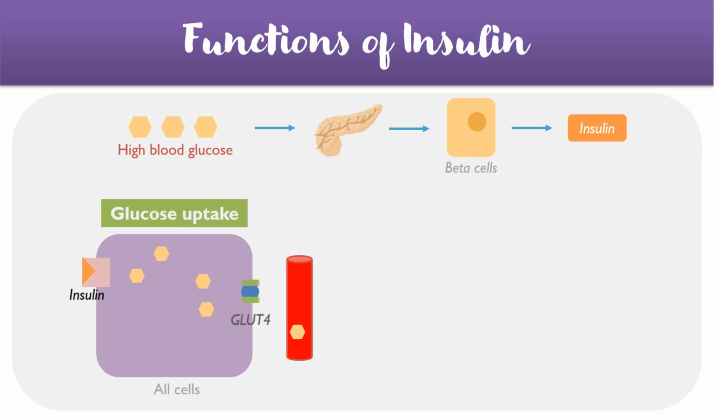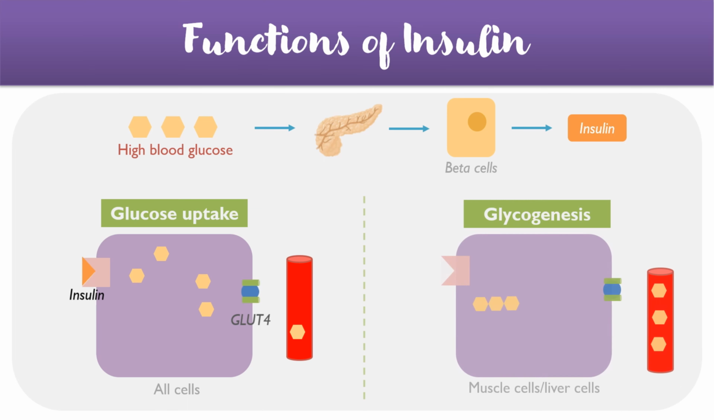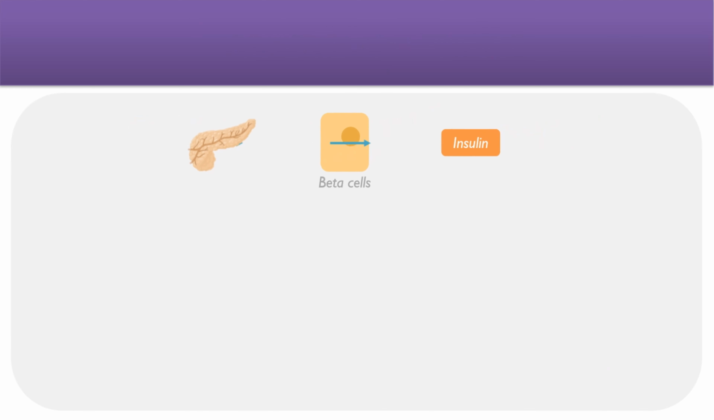The second mechanism of insulin action is to increase glycogenesis. And again, insulin binds to its receptor, and glucose is able to enter the cell via GLUT4. But this time, upon entering, the glucose fuses with other glucose molecules to form a long chain of glycogen, and this is useful for glucose storage.